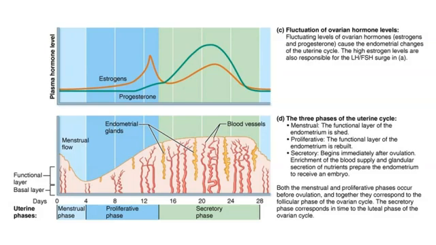And then as you can see towards the right side of this diagram, when those progesterone levels begin to drop, that is going to correspond to the shedding of the endometrium and the start of the menstrual flow, which will then help to begin the cycle again at the menstrual phase.